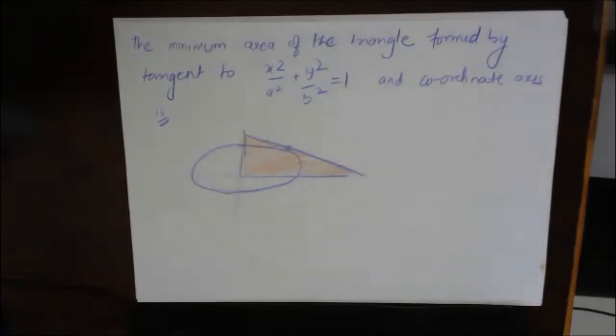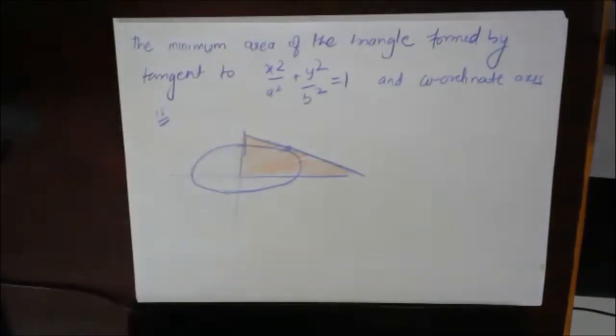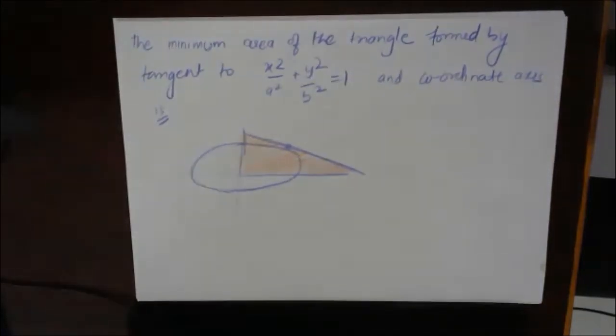Okay, the hint is you can use the parametric equation, or the parametric coordinates for an ellipse, for this one. Because then it will be cos theta and sin theta, right? I think that will make things much easier. Just check it.